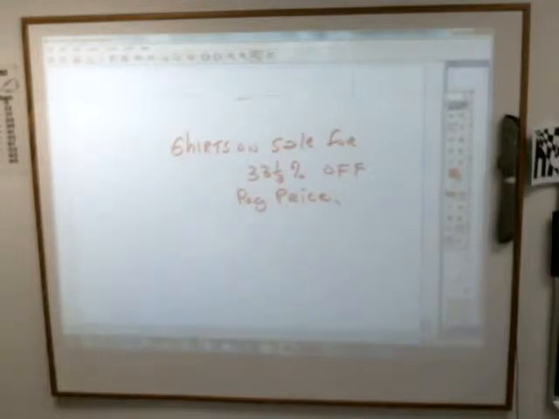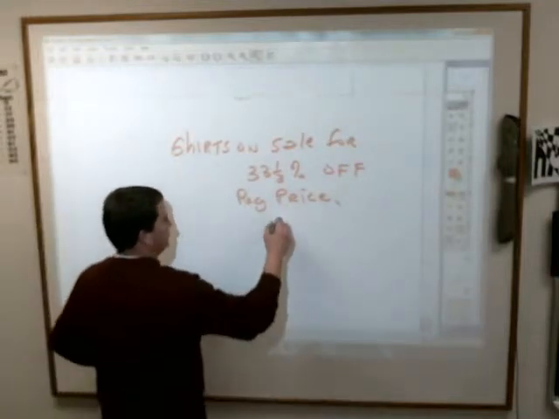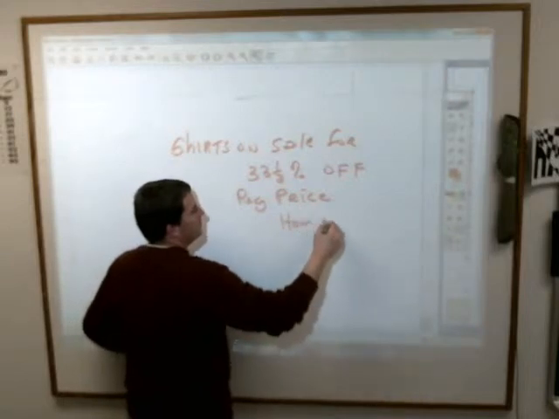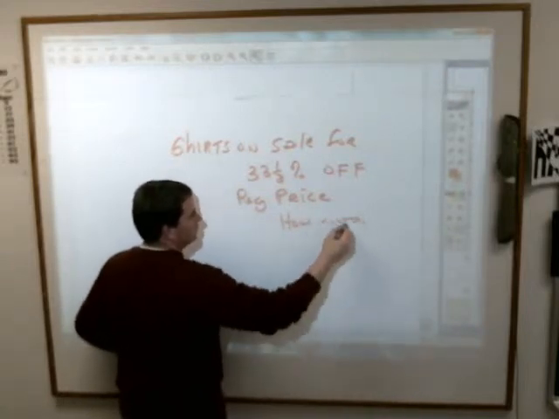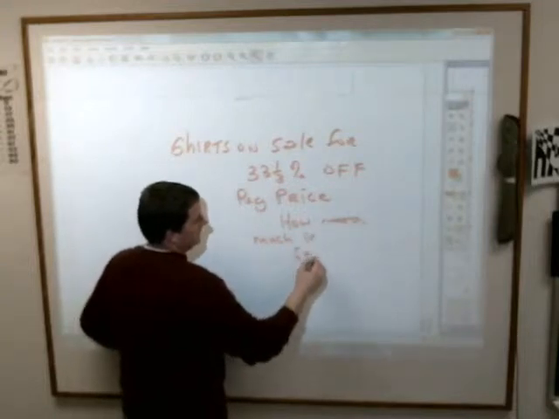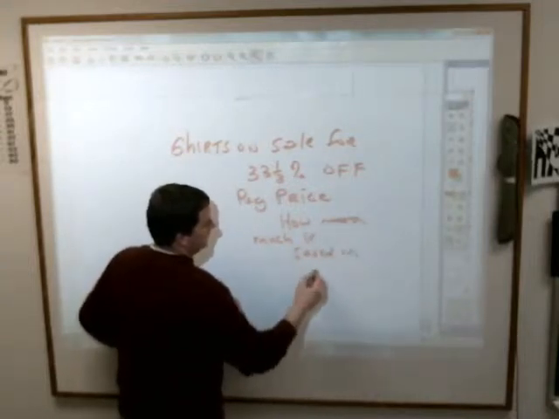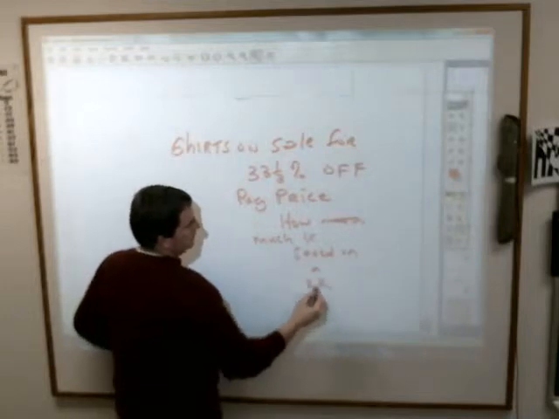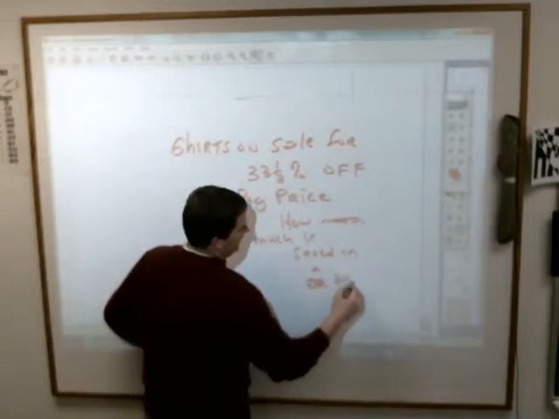How much is saved on a $24 shirt? How much is saved on a 22, wait, did I say 24? $24 shirt.